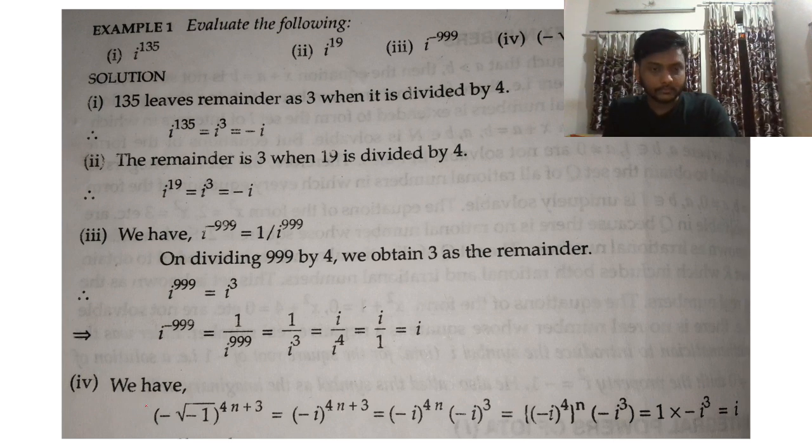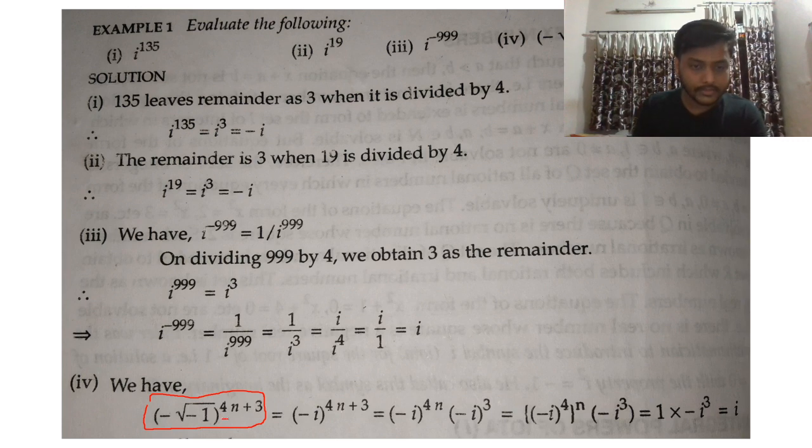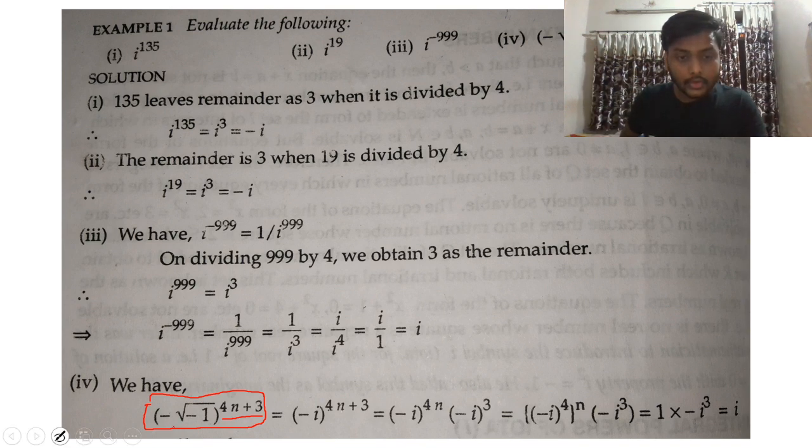As you can see, I have minus of root of minus 1, to the whole power 4n plus 3. That's what I have. Again I'm repeating this, guys. I have minus of root of minus 1 to the whole power 4n plus 3. Now when I convert this into this form, what will I do?